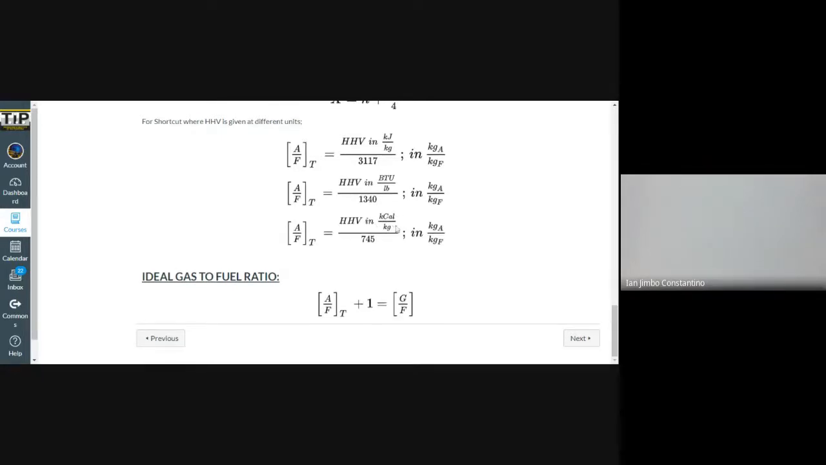And that is also in kilogram air over kilogram fuel. And then if you are also given in kilocalories per kilogram, you simply divide that with 745. And also that is in kilogram air per kilogram fuel. And for the ideal gas to fuel ratio, that is given by the formula, the entire air-fuel theoretical ratio plus 1 will be equal to the ratio between your flue gas and the fuel used.